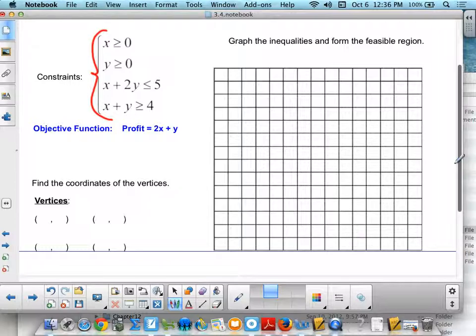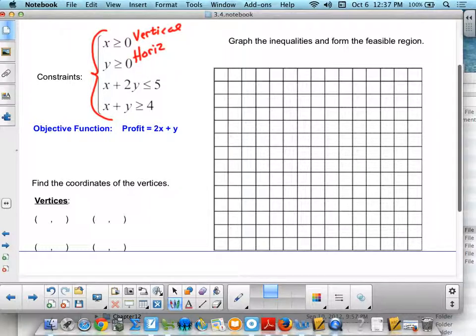Then let this one be this one, and always the same. X equals 5. So 5, 0, and 0, 2.5. All right, which one's vertical? I'm just curious if you know. Is it the x equal or the y equal? X. This one's the vertical line, in case you didn't know. This one's horizontal.